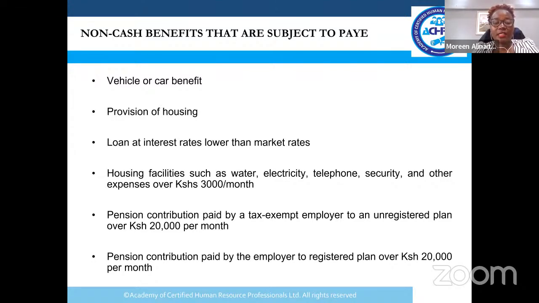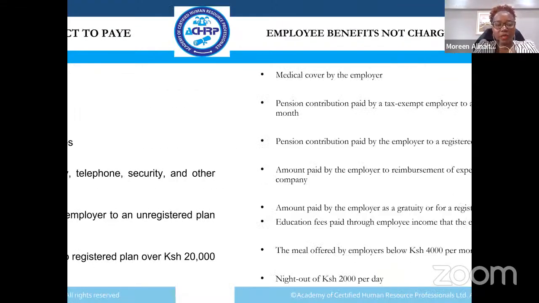Housing facilities such as water, electricity, telephone, security, and other expenses over 3,000 shillings per month are also subject to PAYE. Pension contributions paid by a tax-exempt employer to an unregistered plan over 20,000 per month are also subject to PAYE. Pension contributions paid by employers to a registered plan over 20,000 per month are also subject to PAYE.